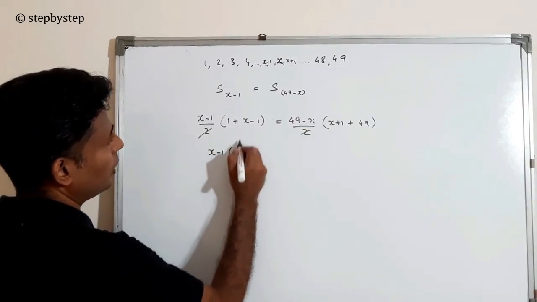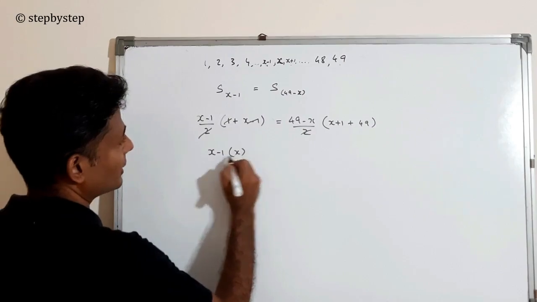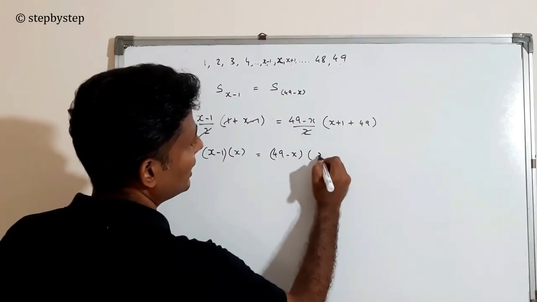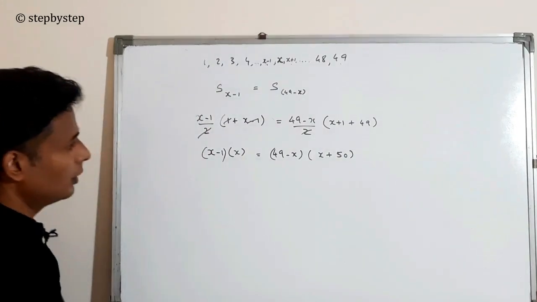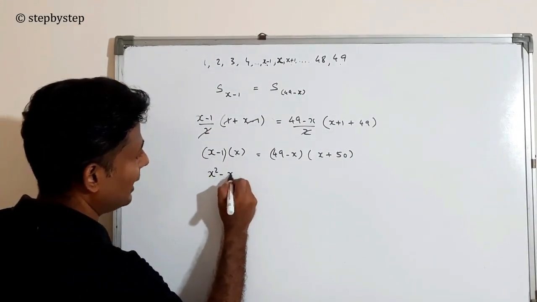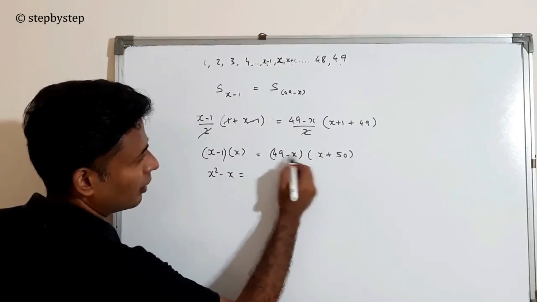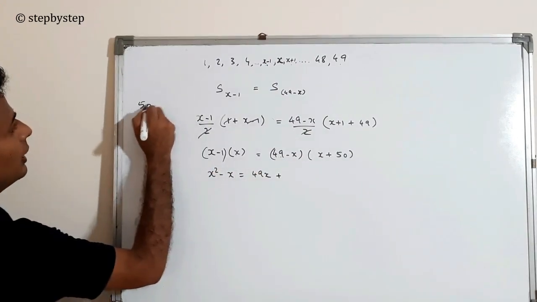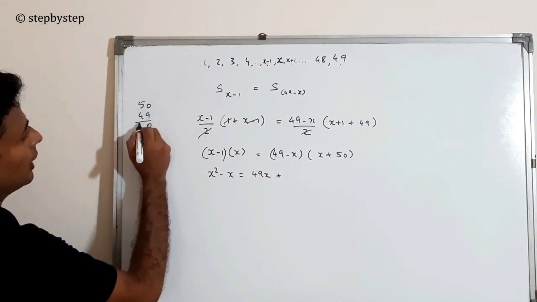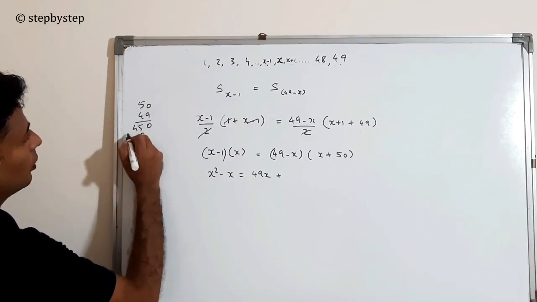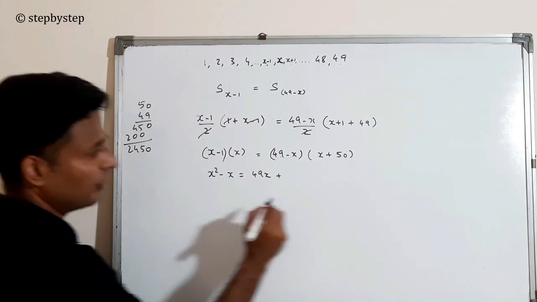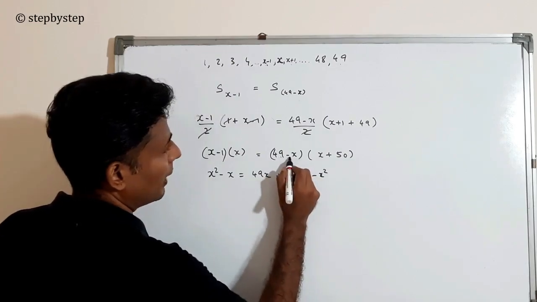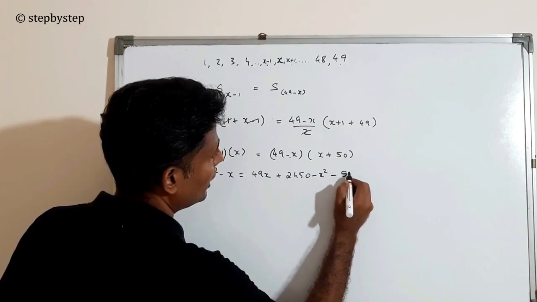So I get x minus 1 into plus 1 minus 1 cancels into x equal to 49 minus x into x plus 50. So I'll open the brackets here: x square minus x equal to, now I'll multiply, 49 into x, 49x, 49 into 50, so 50 into 49 would be 0, 9 5s are 45, 0, 20, so 2450. Then minus x into x, minus x square, minus x into 50, minus 50x.